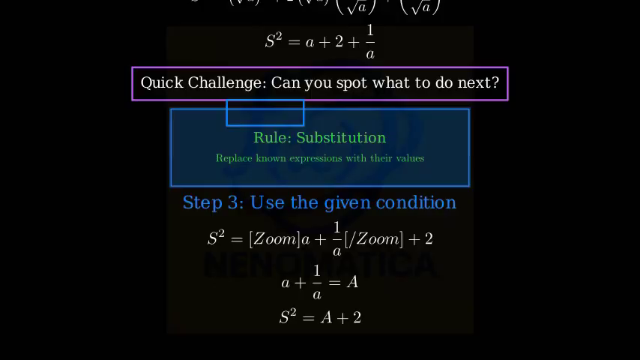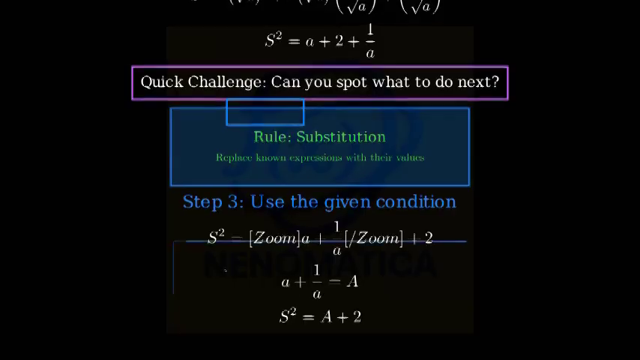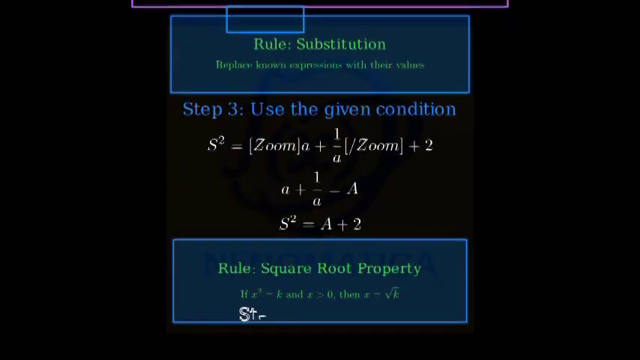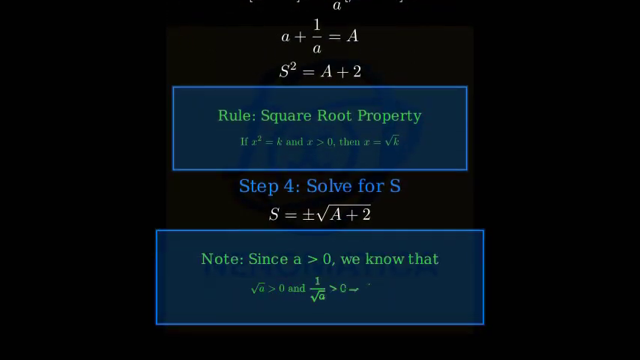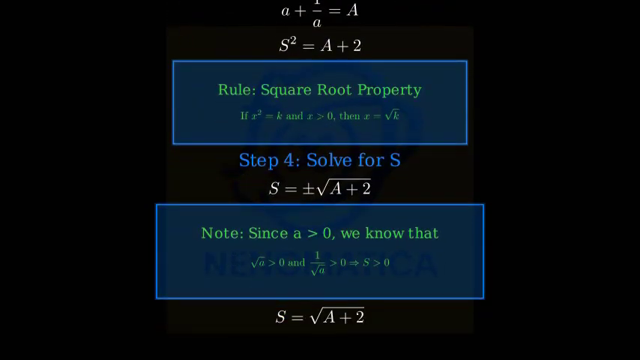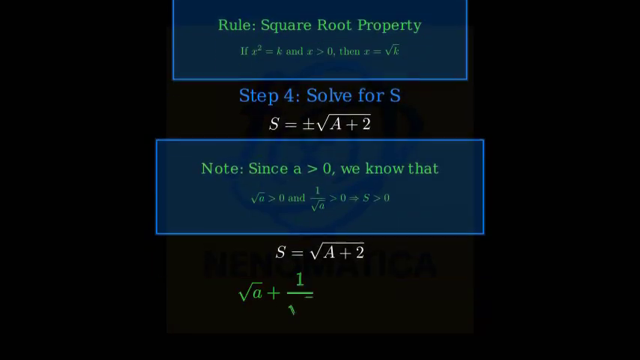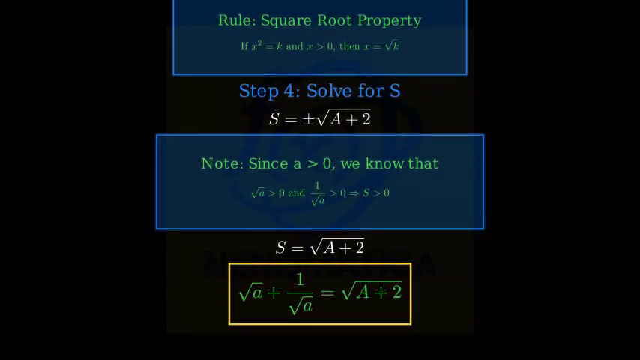Now that we have s squared equals a plus 2, we need to solve for s. We take the square root of both sides. Since we know that a is positive, s is also positive, so we only consider the positive square root. Therefore, s equals the square root of a plus 2. Therefore, the value of the square root of a plus 1 over the square root of a equals the square root of a plus 2.